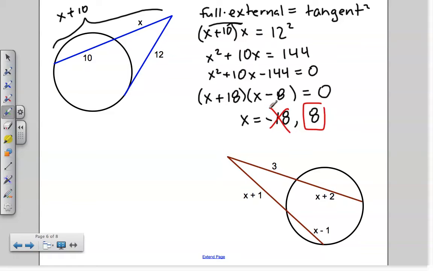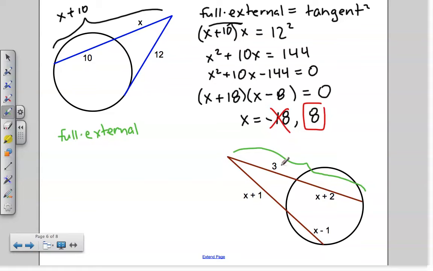Alrighty. One more example on this slide is dealing with two secant segments. And remember, with secant segments, you always do full times external and set those equal. This will be a good one here.